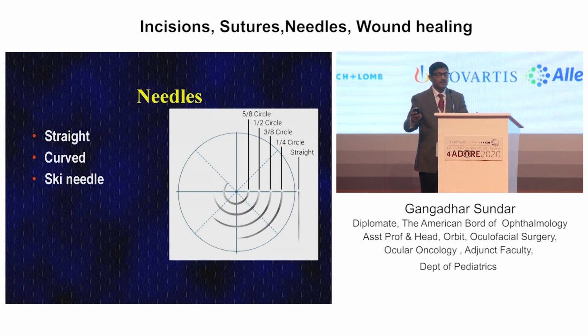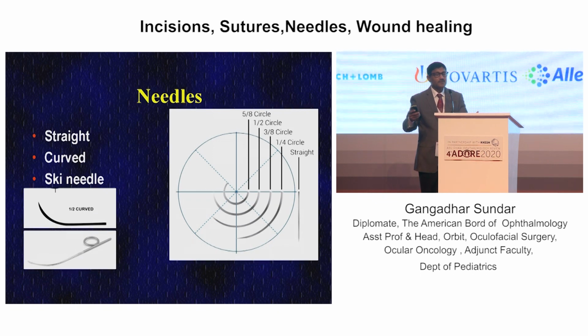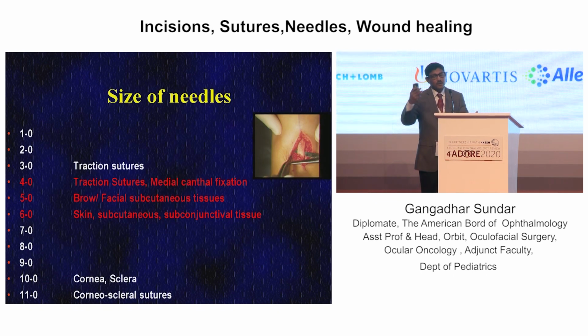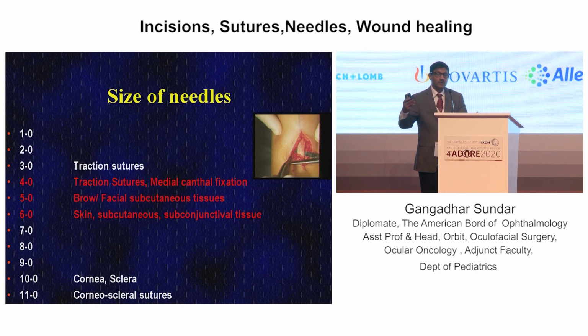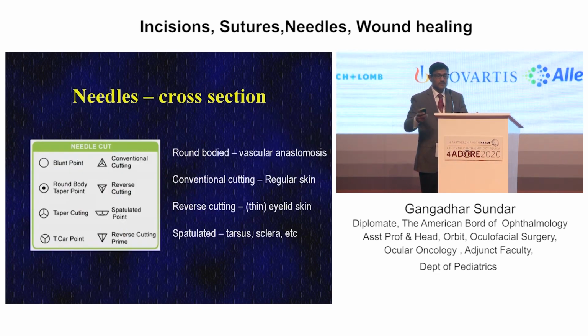Coming to needles, you can have curved needles. We don't use straight needles itself. You have semi-curved needles and even the ski needles, which are used in various compartments. And these are the various sizes of needles that we use. Generally, for oculoplastic purposes, it varies from 4 to 6 sutures, occasionally the 7 sutures as well, and you can see the various applications. But for the general ophthalmologist who's familiar with using even 10 and 11 sutures, you know it is for corneoscleral closure, whether it's permanent or absorbable sutures itself.